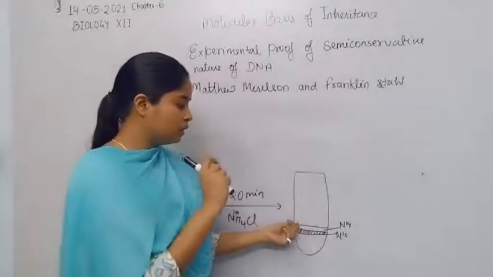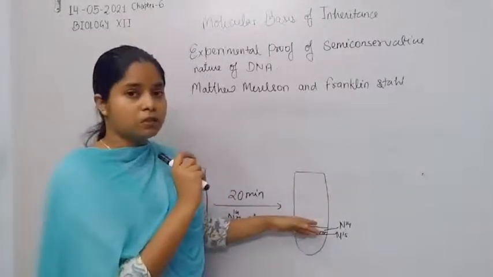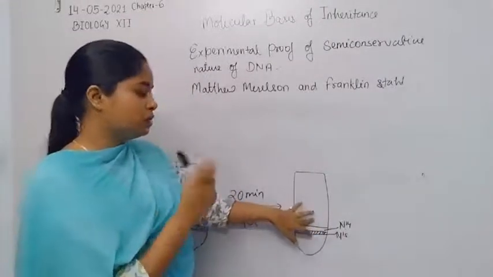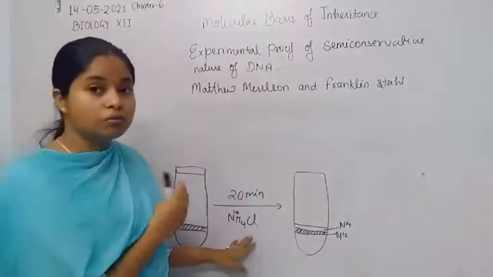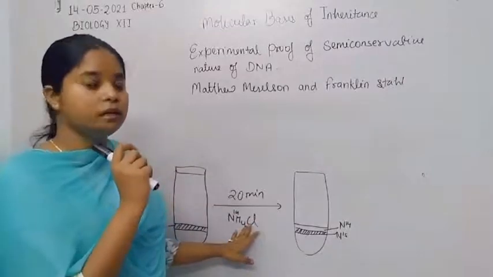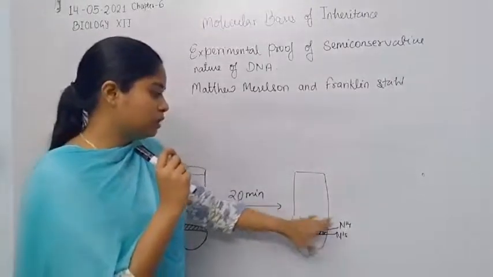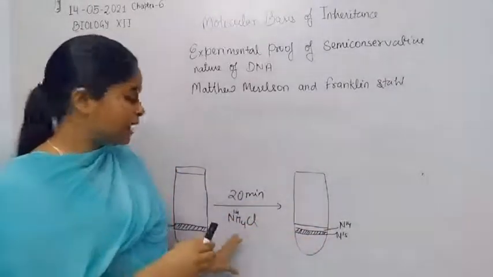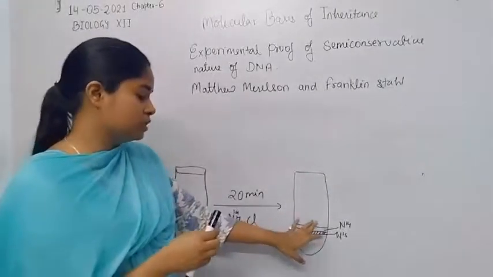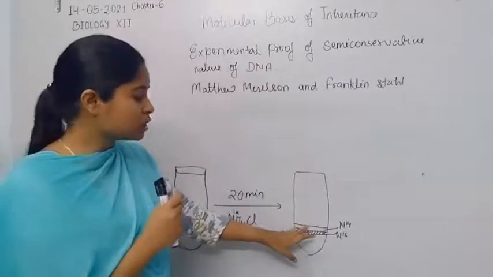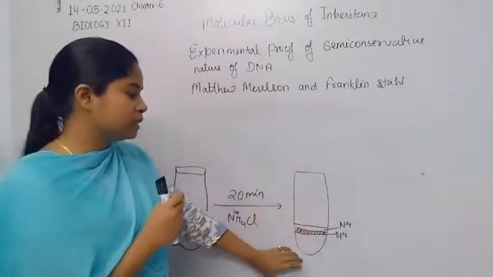When they undergo the synthesis process, because there is no N15 nitrogen in the medium, for the synthesis of new DNA they use the N14 nitrogen. They use the N14 nitrogen for the formation of the new DNA strand. That's why the two bands appear near the bottom.